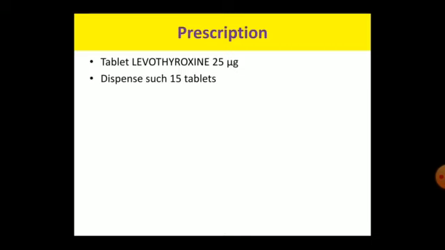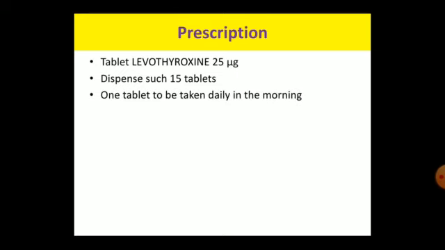So in the prescription, tablet levothyroxine, always one has to start, as I told you, start low and go slow in the replacement therapy, because it is not an emergency condition. And if the patient has cardiovascular disease, you have to start with 25 microgram, else you may start with 50 microgram and dispense 15 tablets, one tablet to be taken daily in the morning.